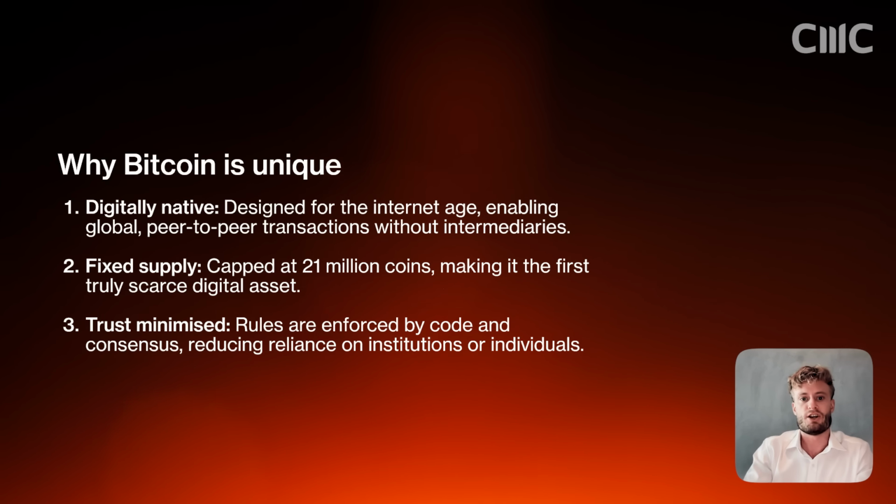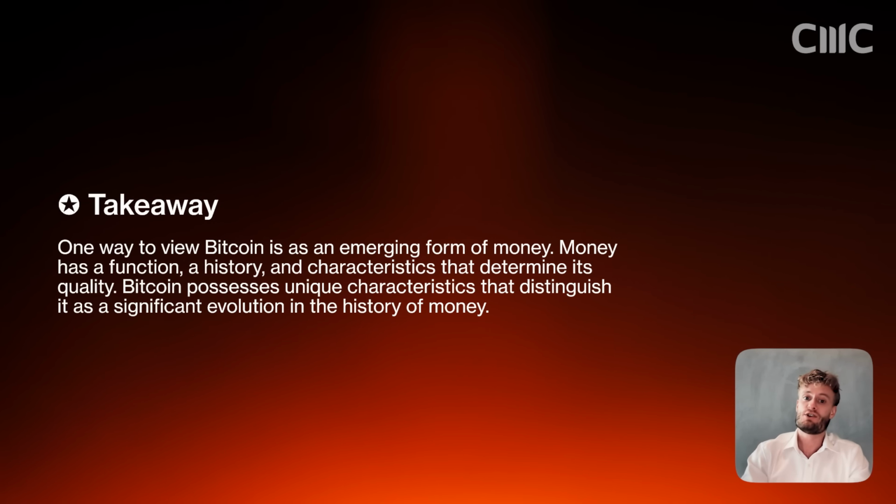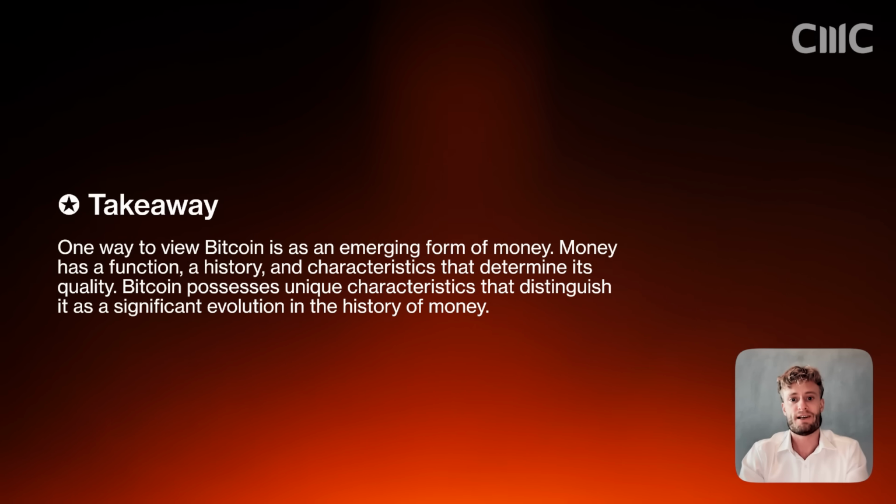So to conclude this section on what money is, the main takeaway is that one way to view Bitcoin is as an emerging form of money. Money has a function, a history, and characteristics that determine its quality. And Bitcoin possesses characteristics that distinguish it as a significant evolution in the history of money. Exploring the history and functions of money can help you understand Bitcoin's place in the broader context of economic history. And the fact that money evolves over time, shaped by changes in society and technology, is a powerful starting point for deeper investigation.